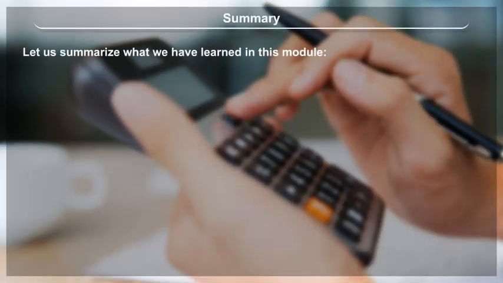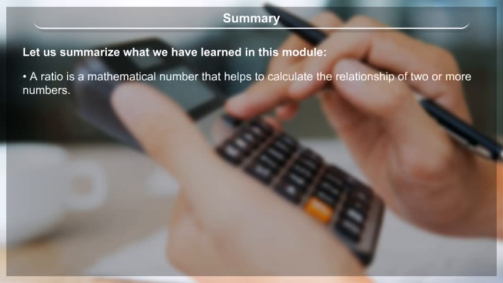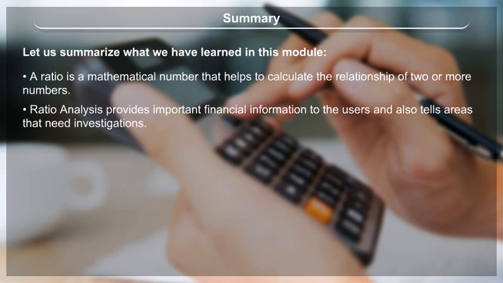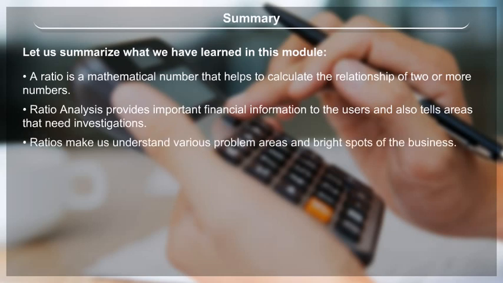Summary. Let us summarize what we have learned in this module. A ratio is a mathematical number that helps to calculate the relationship of two or more numbers. Ratio analysis provides important financial information to the users and also tells areas that need investigations. Ratios make us understand various problem areas and bright spots of the business.